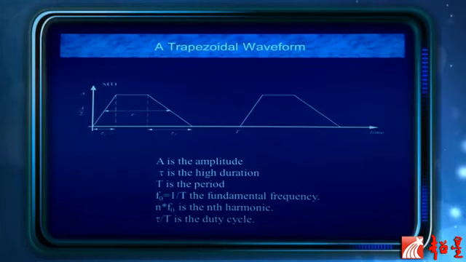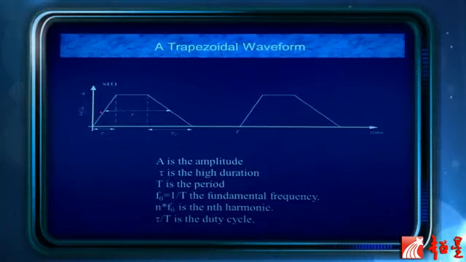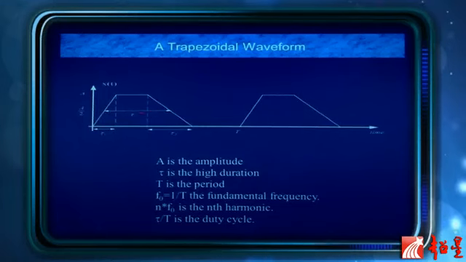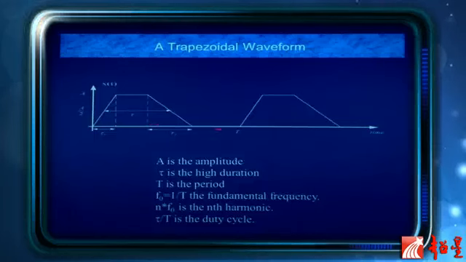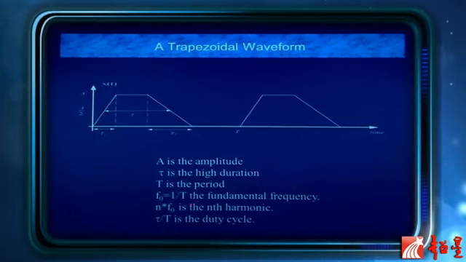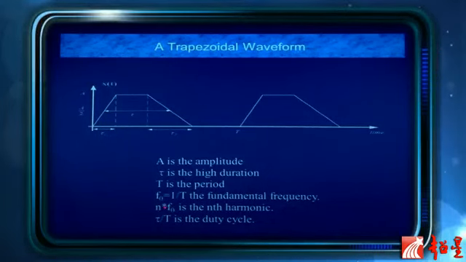And we start with the so-called trapezoidal waveform. That's our signal, okay? It has amplitude A, and then the high duration, which is here, is tau, and T is the period of the signal from this end to this end. And 1 over T is the fundamental frequency of that signal. N times the fundamental frequency is the nth harmonic, okay?